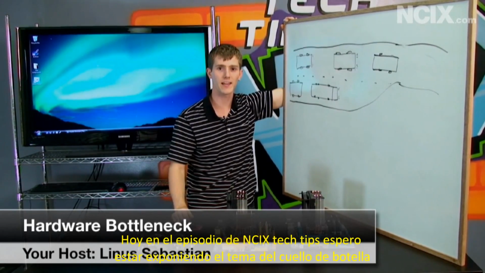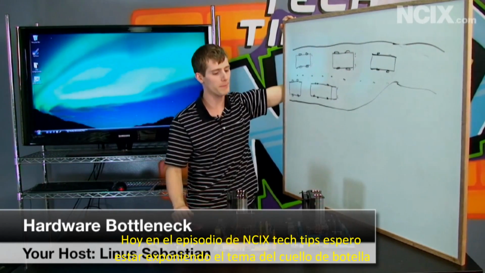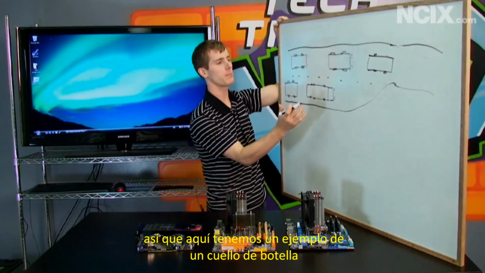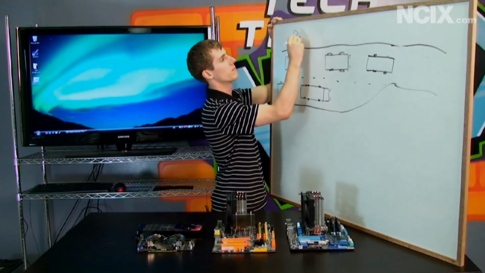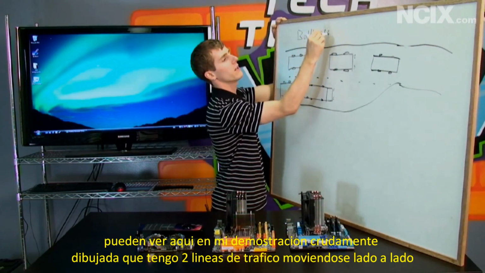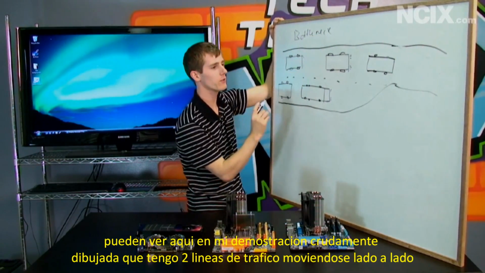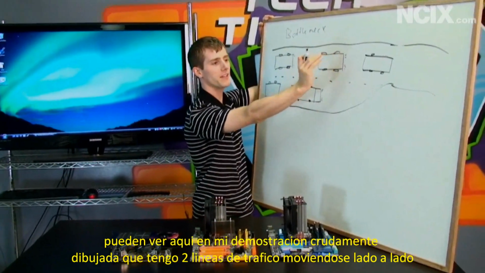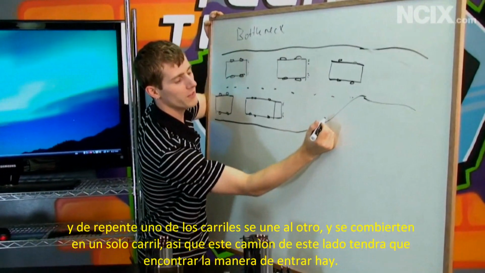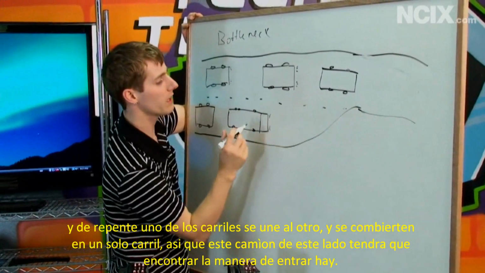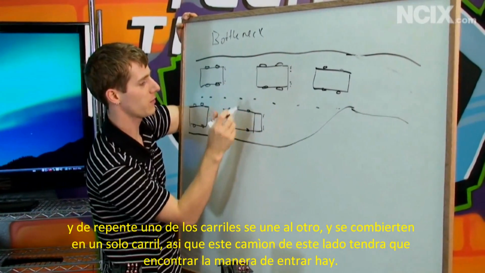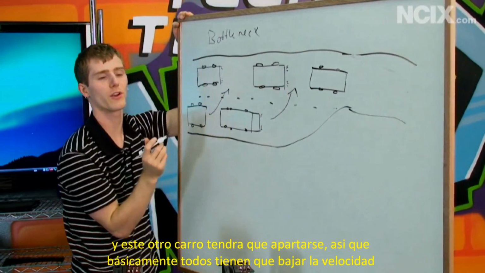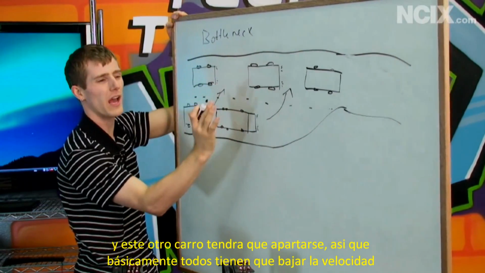Today's episode of NCIX Tech Tips is going to be covering the topic of bottlenecking. So this is an example of a bottleneck. You can see here in my crudely drawn illustration, I have two lanes of traffic moving side by side, and then all of a sudden, one of the lanes ends and it becomes one lane. So this truck is going to have to find a way to wedge himself in there, and this car is going to have to merge, and basically everyone has to slow down.